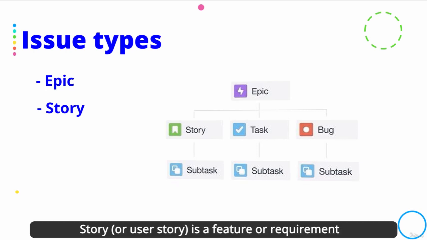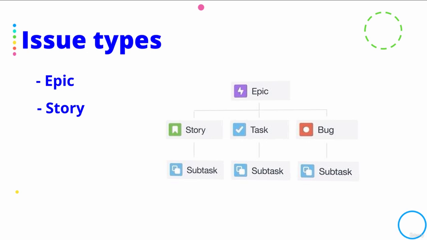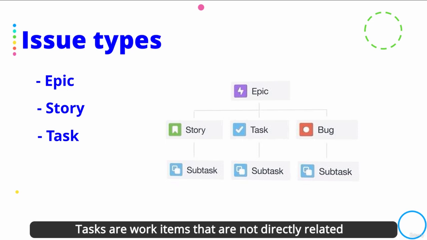Story, or user story, is a feature or requirement from the user's perspective. Stories should be defined using non-technical language so anyone involved in the project can understand. Tasks are work items that are not directly related to a user requirement but still must be completed, like the upgrading of a server, the coding of a function. A task contains a more detailed and technical description of a particular work item.